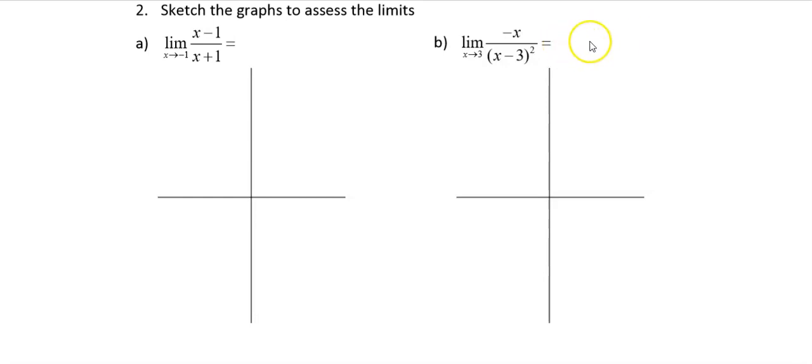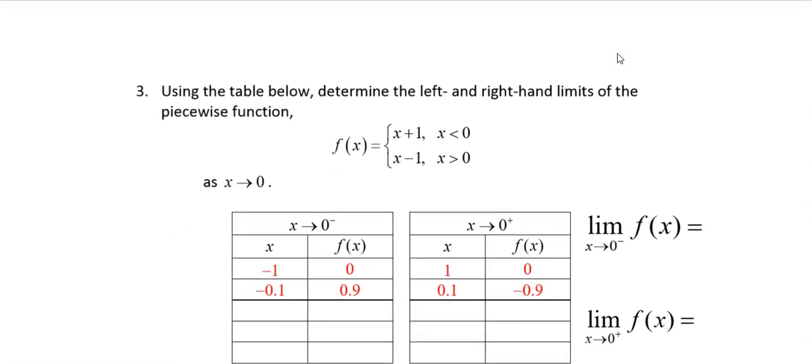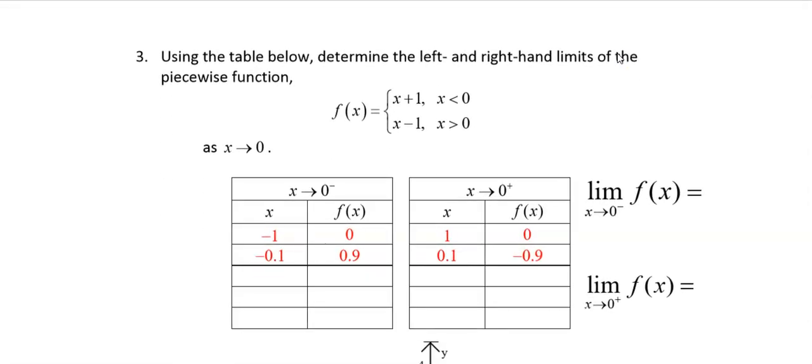I don't think these would give you 0 over 0, by the way. All right, they wouldn't. So you can check those graphs. Question number 3 on page 11. Now this is what we call a piecewise function. You've seen these before as well.